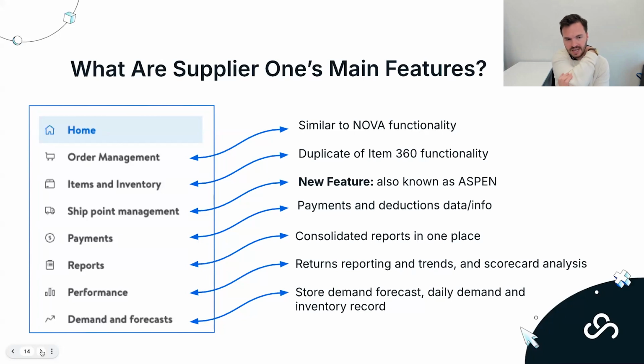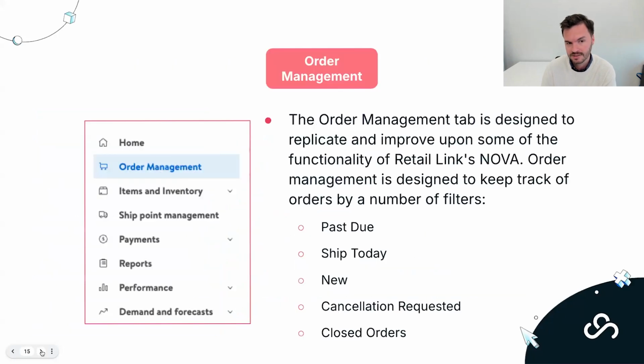So we'll get into that a little bit because that's really our wheelhouse. SupplyPike's wheelhouse is deductions management basically, and disputing. And then reports. Those are your consolidated reports there. And you've got the performance tab and demand forecasts. The performance is basically returns reporting and trends and different scorecards. And then you have your store demand forecast, daily demand and inventory record, and demand and forecast down there. So we'll cover these in a little bit of detail here, but we've got some deep dives on these individual ones as well if you're interested in those too.